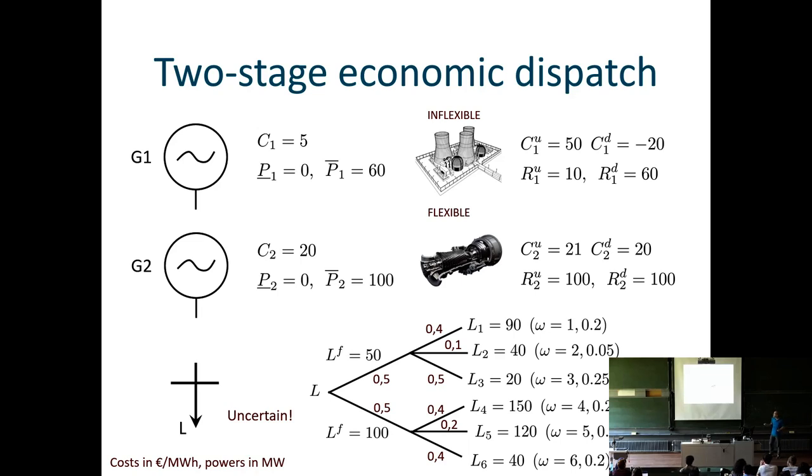They can do this to a certain extent. They have technical limits, for example. And that's what this RU and RD mean. It's the amount of upward regulation or downward regulation they can provide, for technical limits or for other reasons. So the upward regulation this one can provide is 10, and the downward regulation this one can provide is 60.